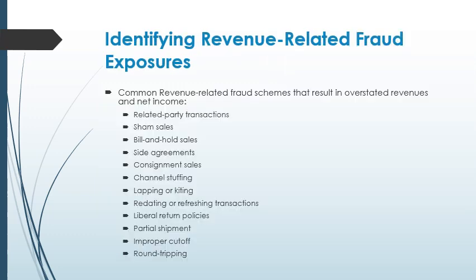So common revenue-related fraud schemes that result in overstated revenues and net income include related party transactions, sham sales, bill and hold sales, side agreements, consignment sales, channel stuffing, lapping or kiting, redating or refreshing transactions, liberal return policies, partial shipment, improper cutoff, and round tripping. It is also possible to understate revenues and net income, but these frauds are rare and typically only occur when a company is trying to smooth income or lower net income to pay lower taxes.